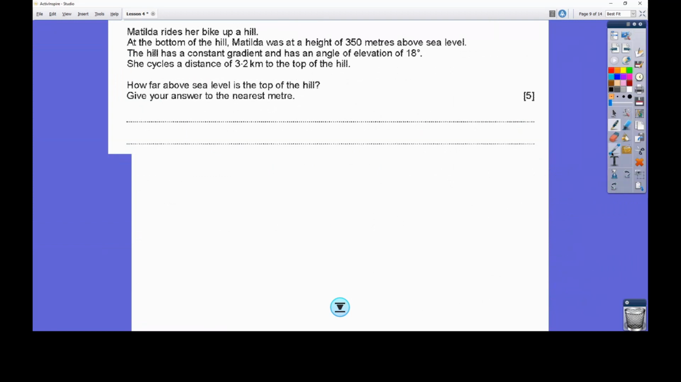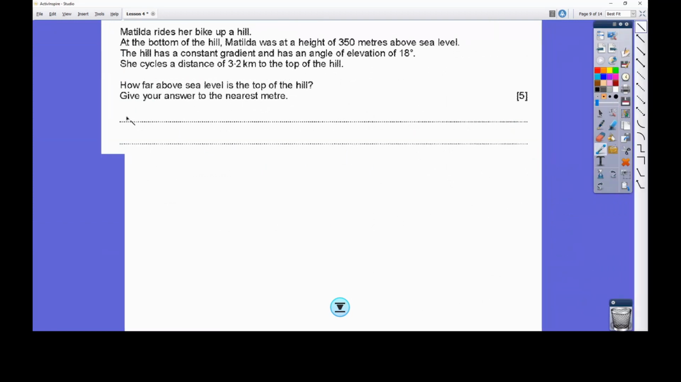That used to be a lot more common. So Matilda rides her bike up a hill. At the bottom of the hill, Matilda was at a height of 350 meters above sea level, where she was cycling. The hill has a constant gradient and has an angle of elevation of 18 degrees. She cycles a distance of 3.2 kilometers to the top of the hill. How far above sea level is the top of the hill? Give your answer to the nearest meter.